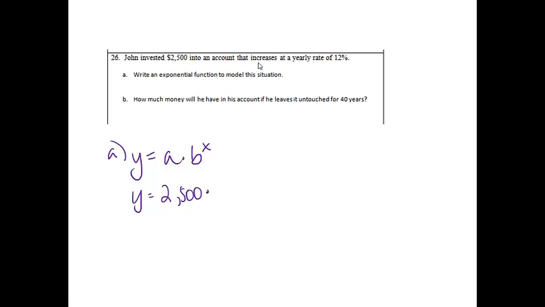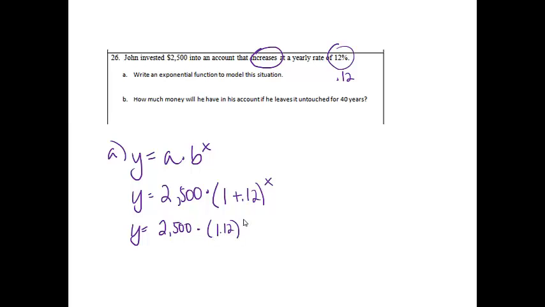And then times, all right, we've got a percent, and we know if we have percents, we're going to move it to a decimal, so it's going to be 0.12. And this one, we want it to increase. So remember, when we have percents, we're either going to add 1 or subtract it from 1. So since we're going to increase, we're going to add. So we're going to do 1 plus 0.12. This needs to be raised to the x power. So simplifying that just a little bit, our exponential function will be y equals 2,500 times 1.12 raised to the x power. And you can have parentheses or not parentheses.